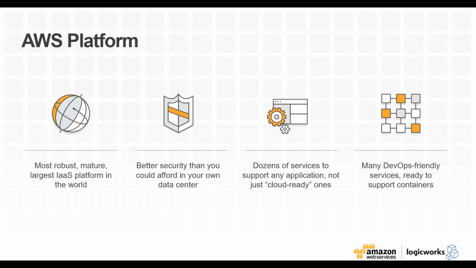So first, the AWS platform. As Ron talked about, AWS is quite simply the most robust, mature, and largest IaaS platform in the world. At Logicworks, we've been working with AWS since about 2012 and firmly believe that you can build an equally or even more secure solution on AWS than we could in private data centers. It has dozens of services and also puts a strong emphasis on developing DevOps-friendly services. Basically, they give you all the ingredients for DevOps, but it's your responsibility to coordinate those services in a way that works for your team.